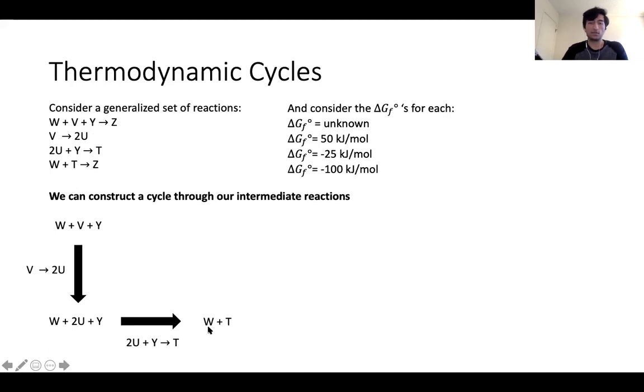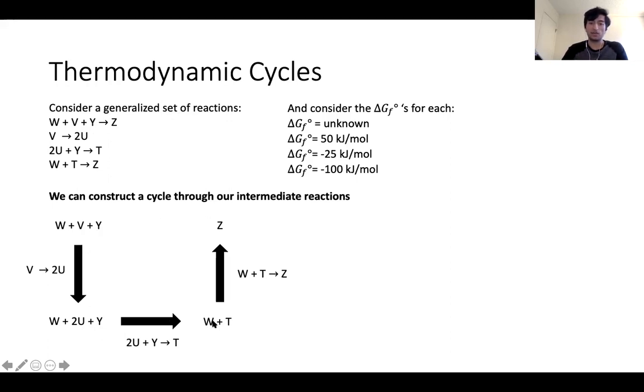And then you'd be left with W and T. And then you have this reaction over here, which is W and T combined to Z. And so as a result of taking these 3 steps, you end up at Z. And because we're working with delta G, which is a state function, this means that it doesn't matter what steps you took to get to Z.